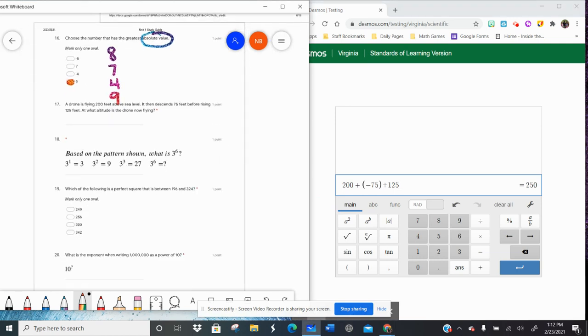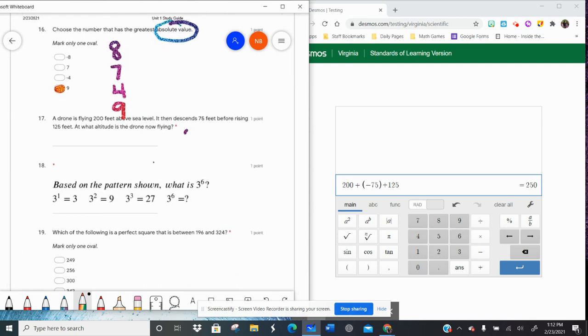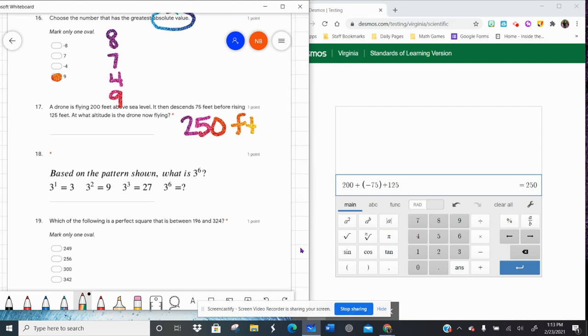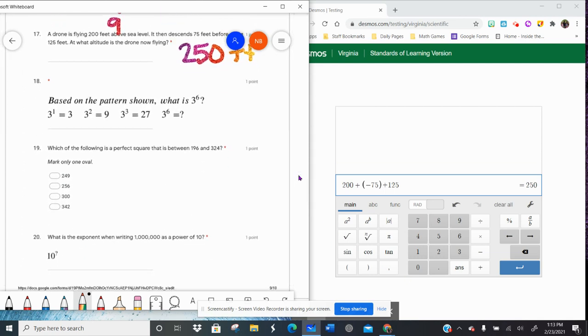So is that, oh no, 250 feet. So it was at 200, it dropped down to 125, it then gained another 125, so it's at 200 feet. All right, let's do some, oh, these are my favorite.